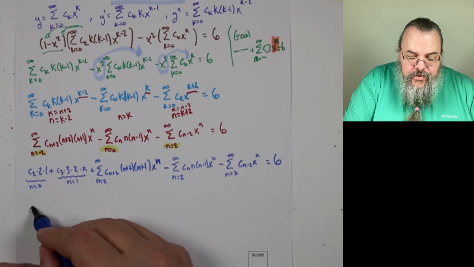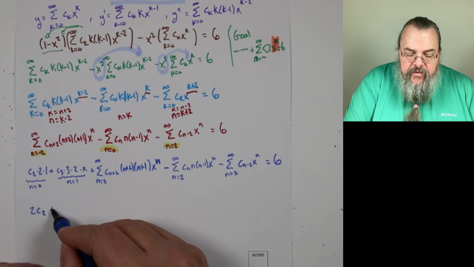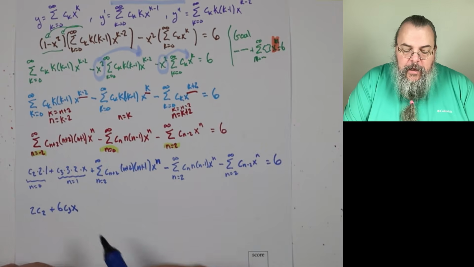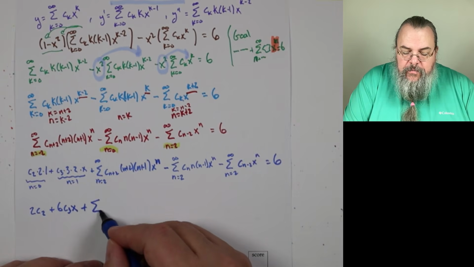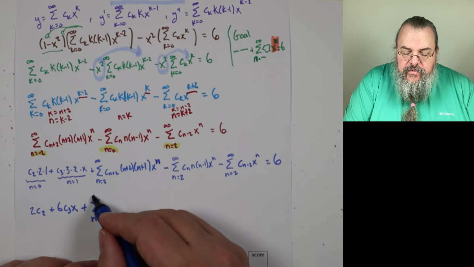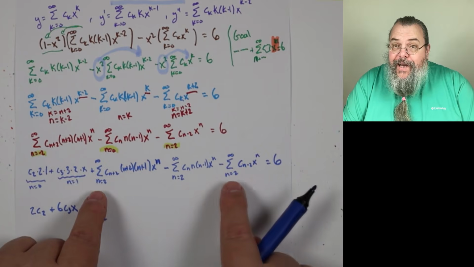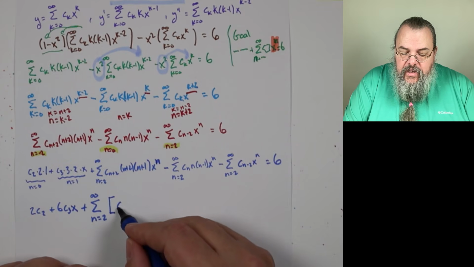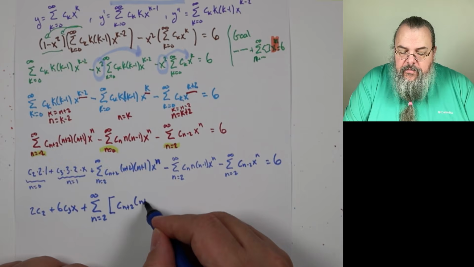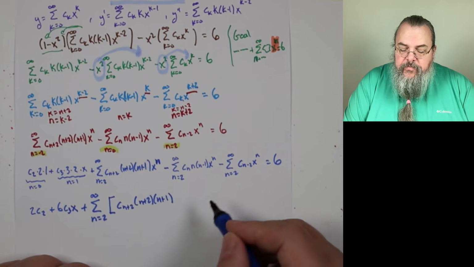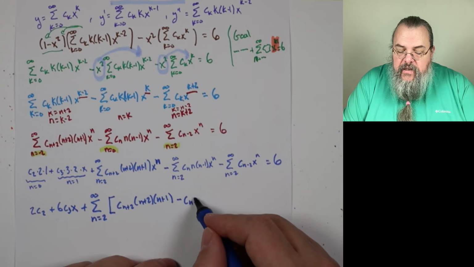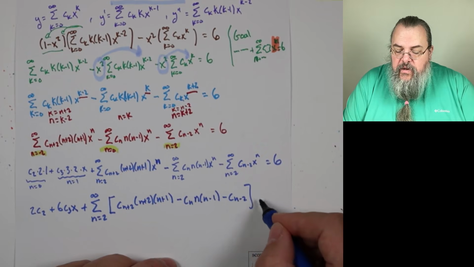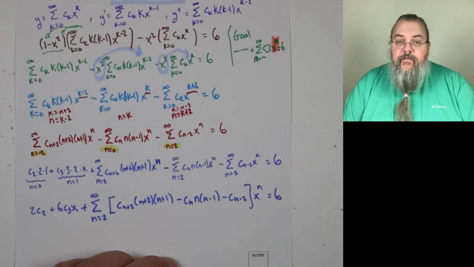Here we go. We have 2c2 plus 6c3x plus the sum from n equals 2 to infinity. All the starts match, so we can do this. Everything has an x to the n, so we can do this. We get C(n+2) times (n+2)(n+1), minus Cn times (n minus 1), minus C(n minus 2), x to the n equals 6.